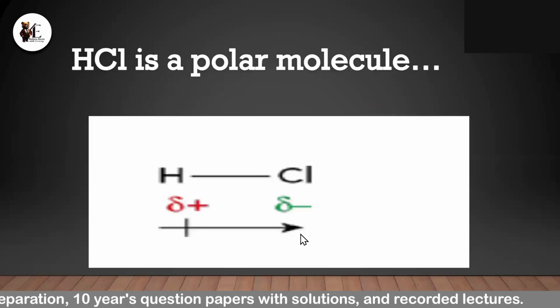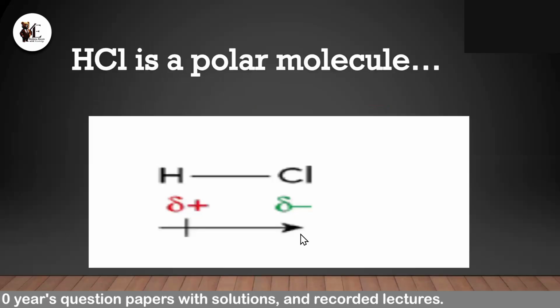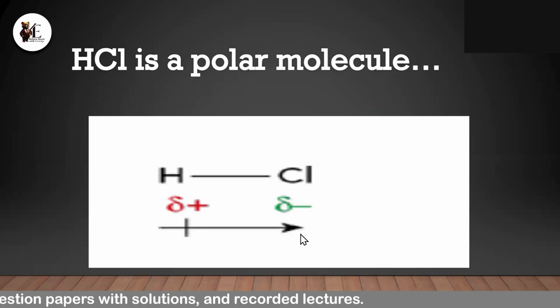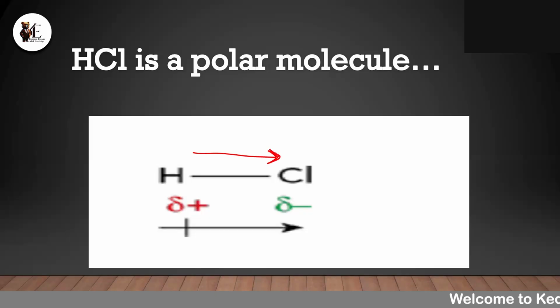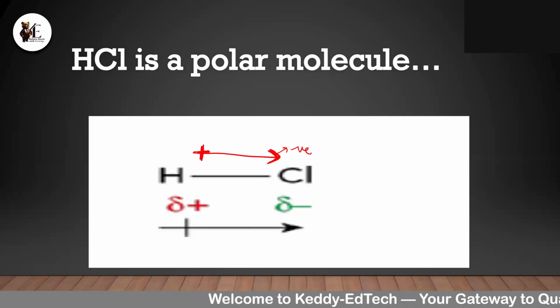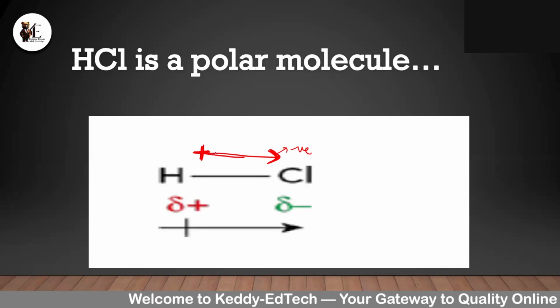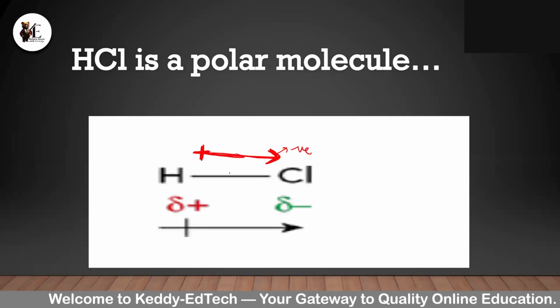Similarly, see the HCl also. The electronegativity difference of hydrogen and chlorine is also great. So chlorine will attract the shared pair of electrons towards itself. So you will write it like this: an arrow. You have to show the dipole using an arrow, which points here. The arrowhead represents the negative charge, and if you make a cut here, it represents the positive charge. So this is the direction of the dipole.